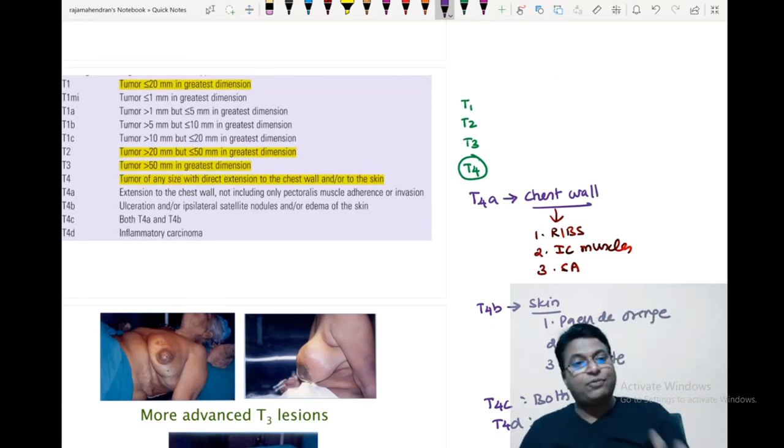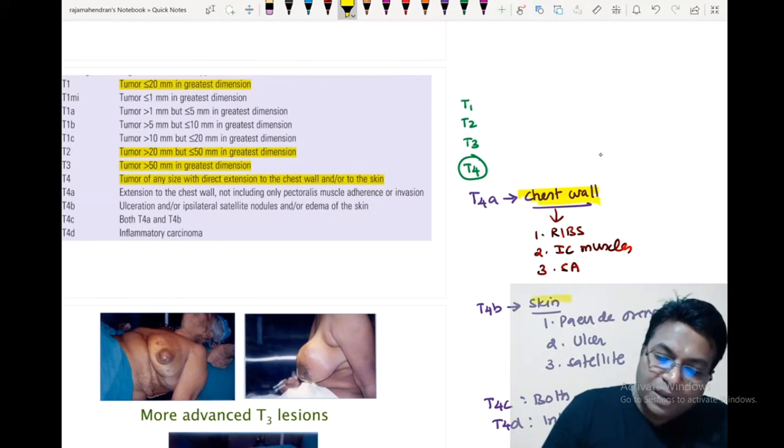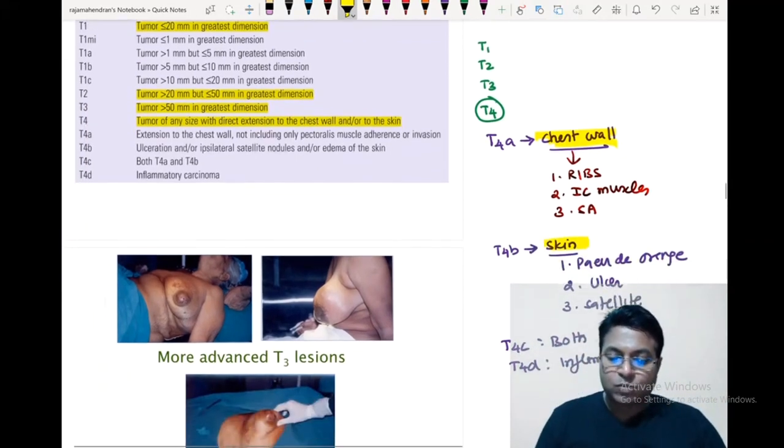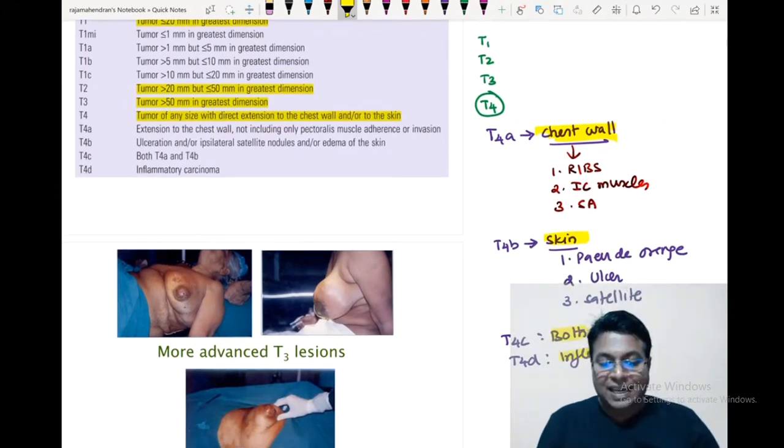So please don't forget T4. Usually they ask questions for your exams. What is T4A? T4A is chest wall. T4B is skin. Everything is there in the material. I'm just focusing on what is more commonly asked in exams. T4C is both. T4D is a very rare cancer, inflammatory cancer.